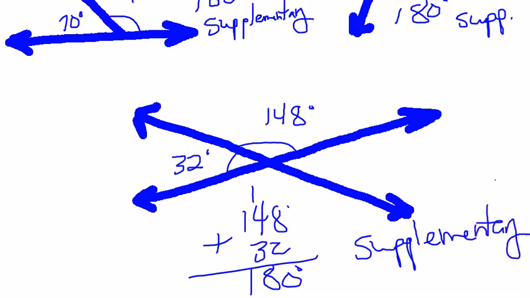And those are several examples of complementary and supplementary angles. So remember, two angles are complementary if the sum of the measures of the angles is 90 degrees, and two angles are supplementary if the sum of the measures of the angles is 180 degrees.